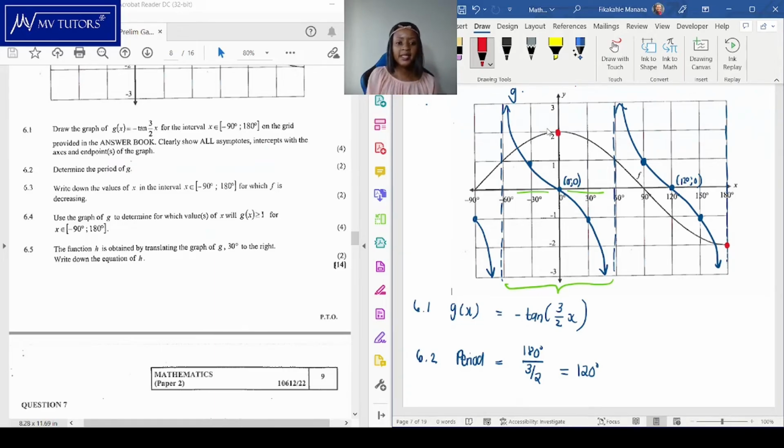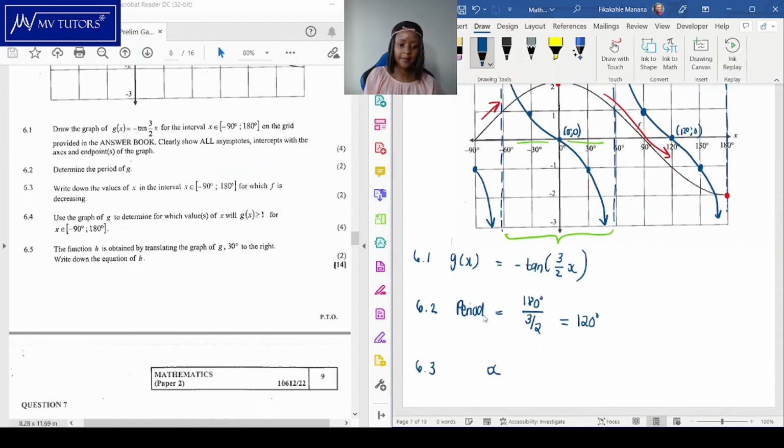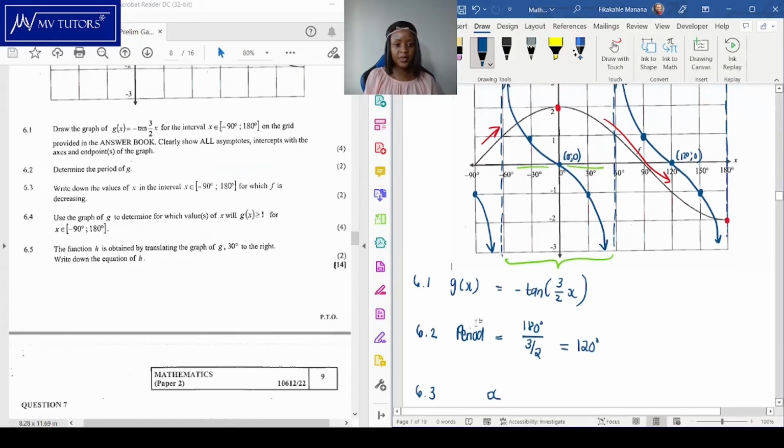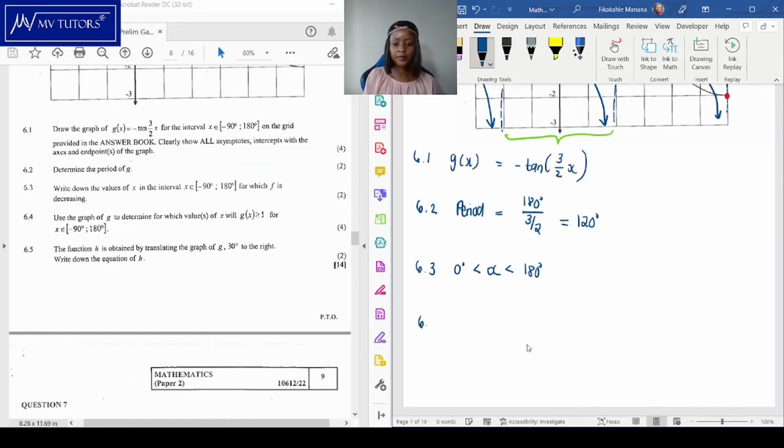Okay, so where is it decreasing? Here we see it is increasing. Over this section over here, that's where it is decreasing. So we will say that x, what values? It starts decreasing after 0 degrees. So we only put x is bigger than, we don't put the equal sign, please. And then it decreases until it reaches just before 180 degrees. So that's it.